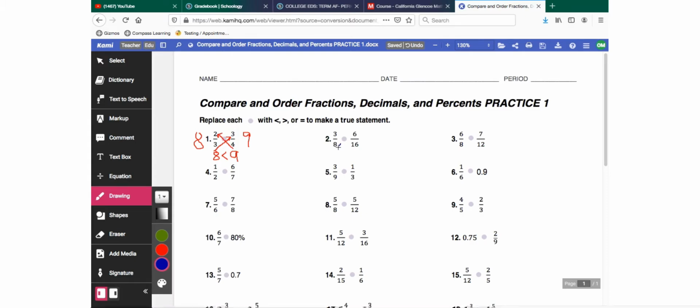Another technique is to have common denominators. So see if you can change the 8 to 16 by multiplying it by 2. Do the same thing for the numerator. And now you're going to get 6 over 16 compared to 6 over 16. So those are both equal.